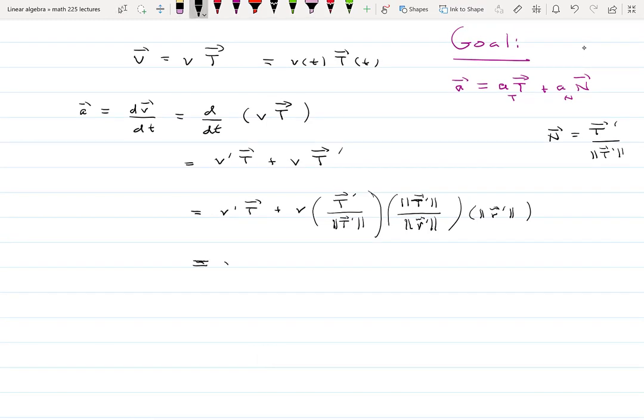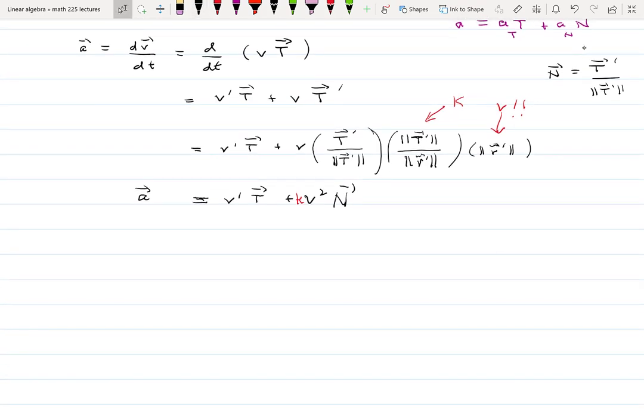And the net result is that I get v prime t plus, and I get a v. Now the length of r prime is v. It's my speed along the curve. It's just v again. So I'm going to get v squared. The length of t prime over the length of r prime, that's curvature. So I'm going to get k, curvature, times v squared, and t prime over the length of t prime, that is n. Okay, so this is my acceleration vector.